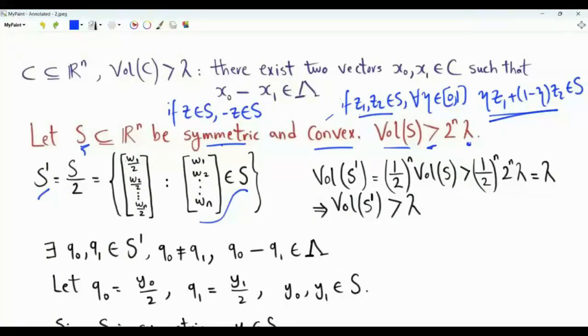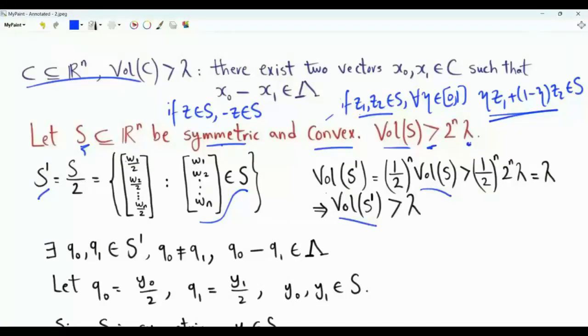Because each component or coordinate is multiplied by 1/2, the volume of S prime is (1/2) to the n times the volume of S. So the volume of S prime is the volume of S divided by 2 to the power n. But the volume of S is given to be strictly greater than 2 to the power n times lambda. So the volume of S prime is strictly greater than 2 to the n times lambda divided by 2 to the n. So the volume of S prime is strictly greater than lambda. So we can apply our previous result.